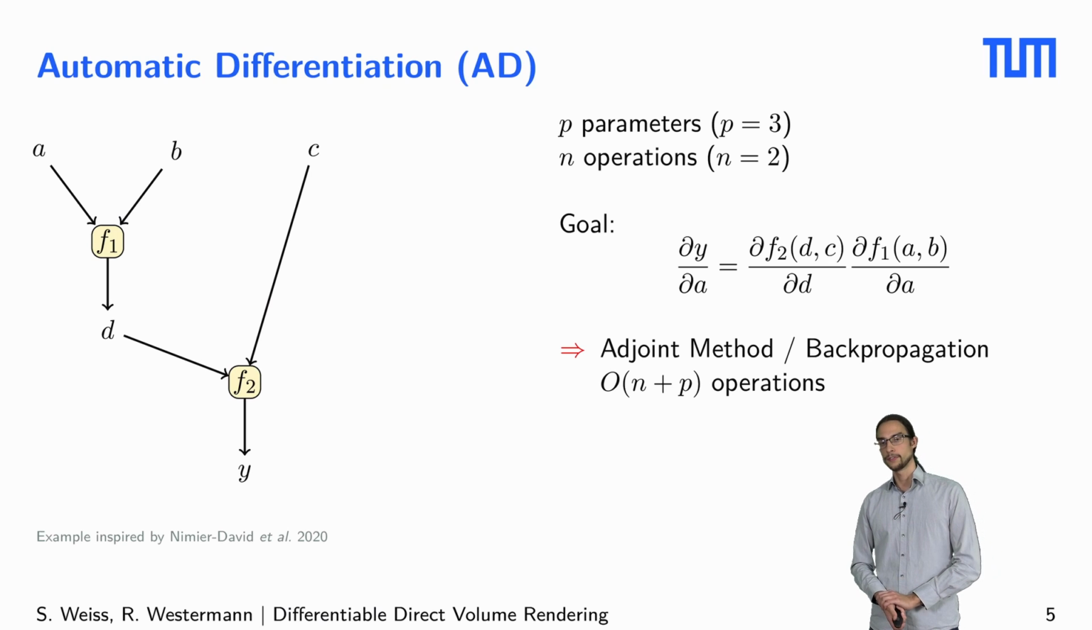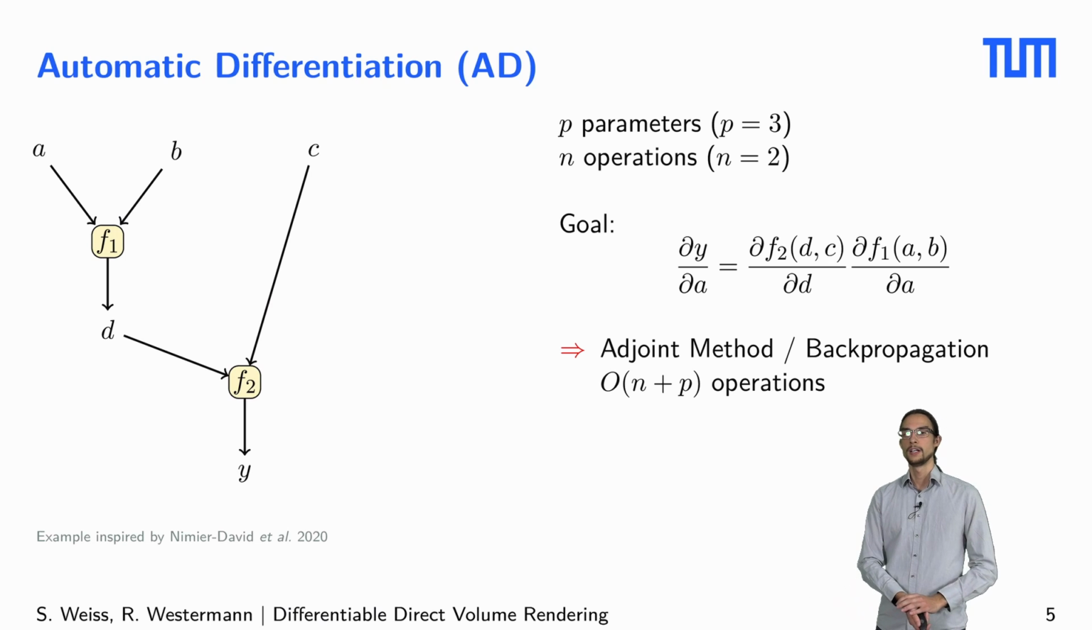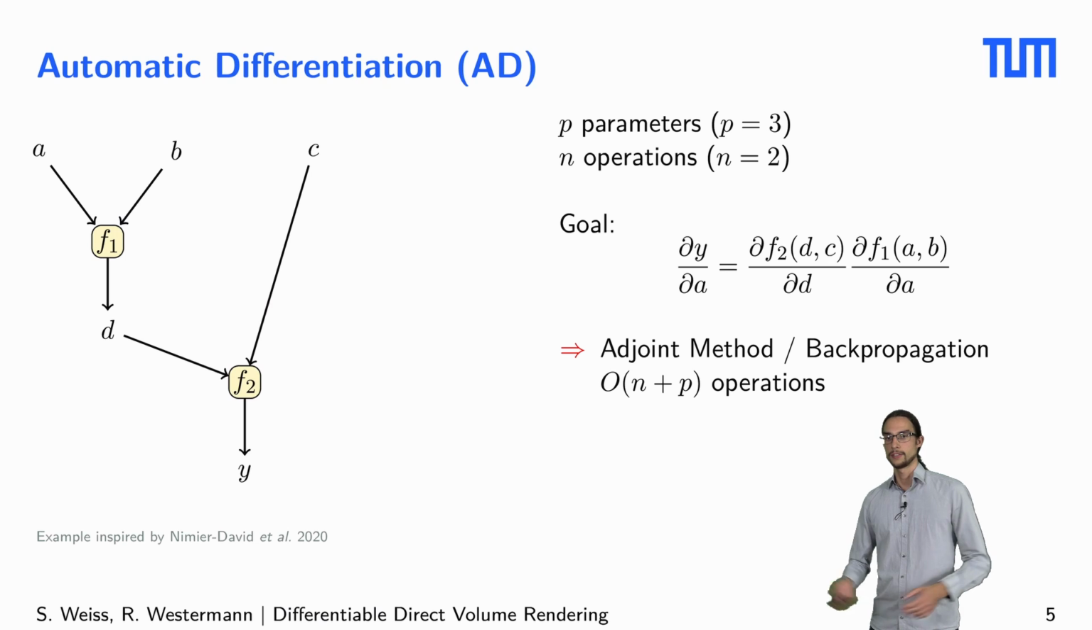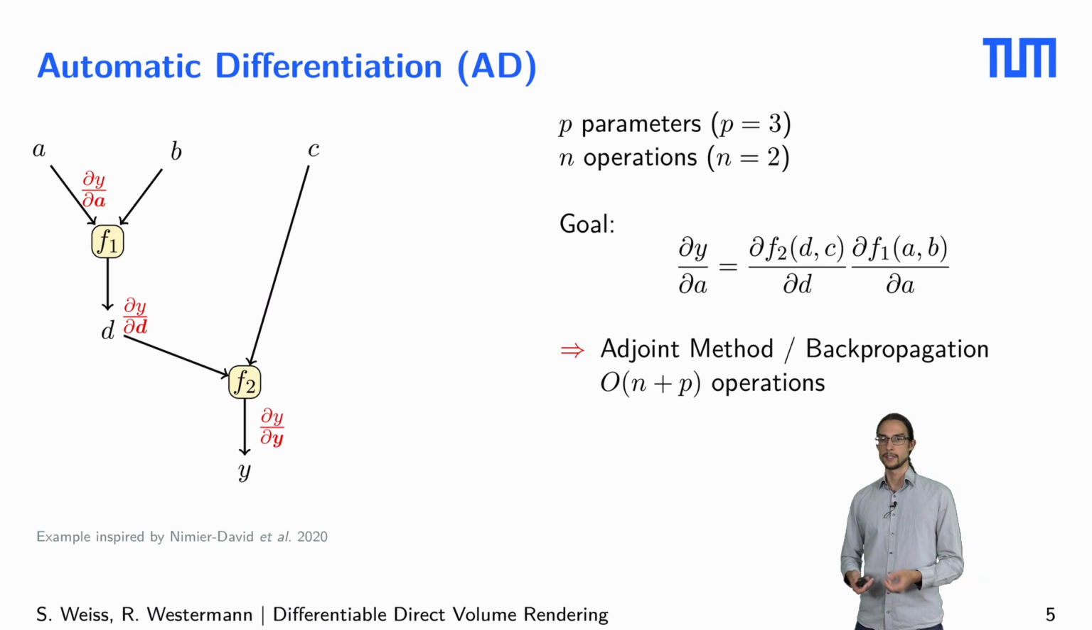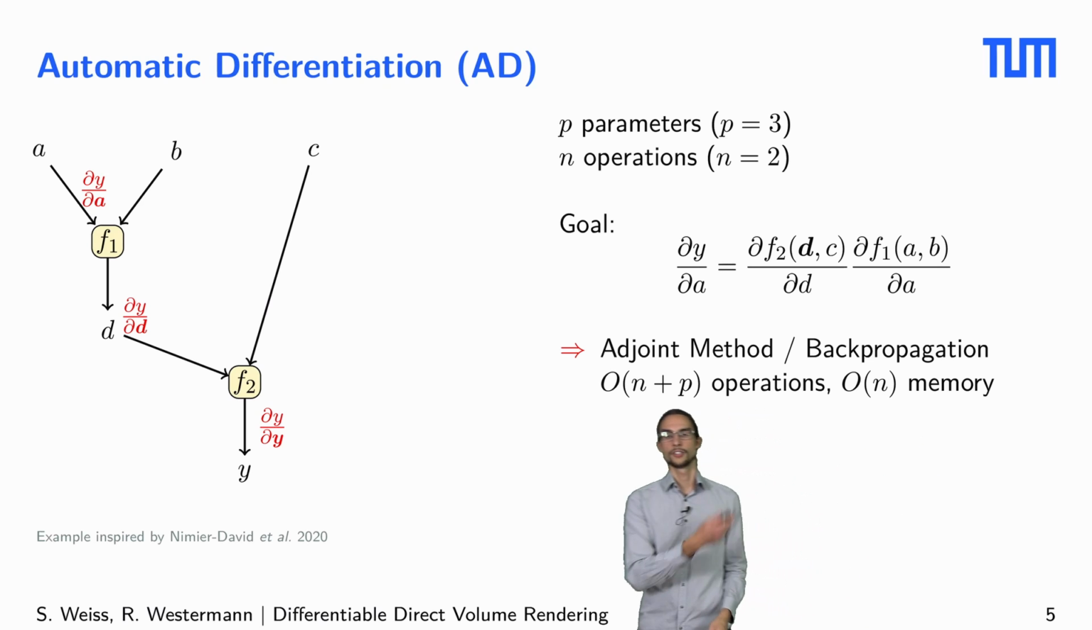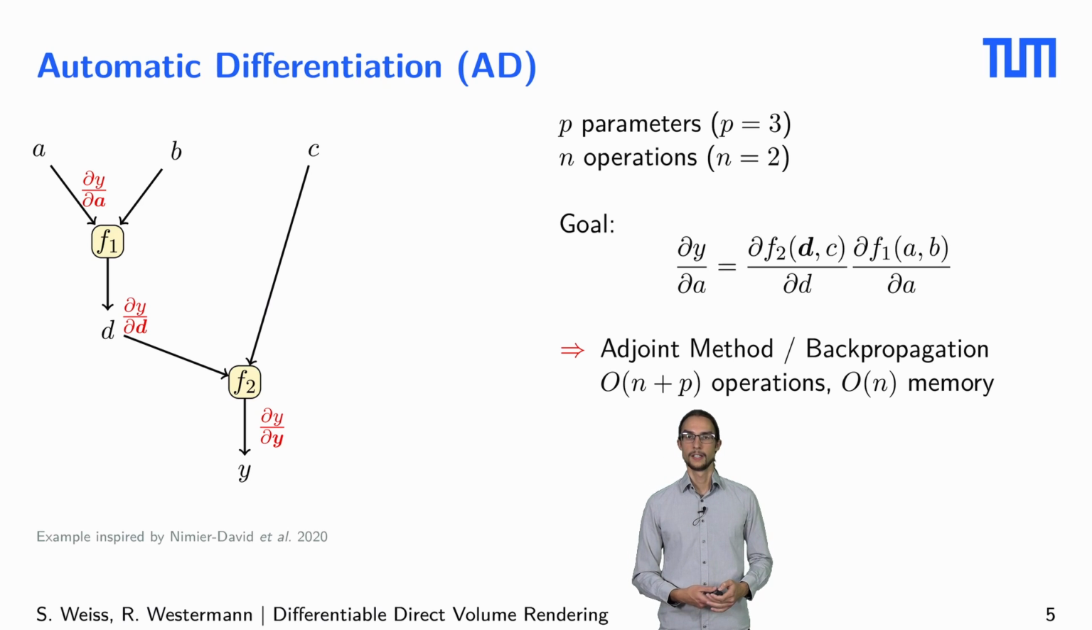Now there are two fundamentally different ways to approach these gradients. The first one is the Adjoint method, also called backpropagation, and requires O of n plus p operations. Math is shown in the paper. The idea of the Adjoint method is to propagate the gradients from the end of the algorithm back to the start, therefore backpropagation. However, to evaluate these gradients, we need to store the intermediate values from the regular computation, and this introduces an additional O of n memory requirement.